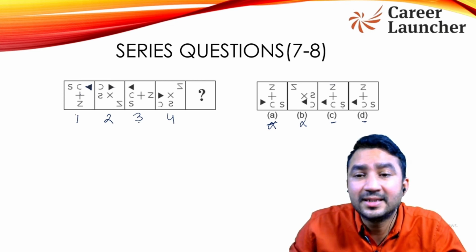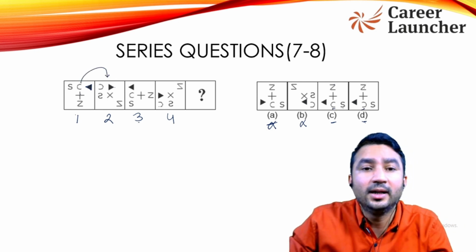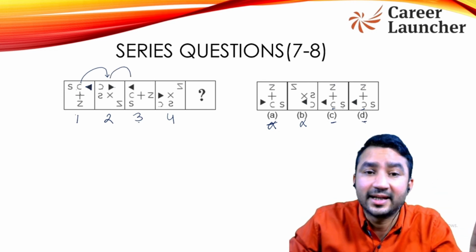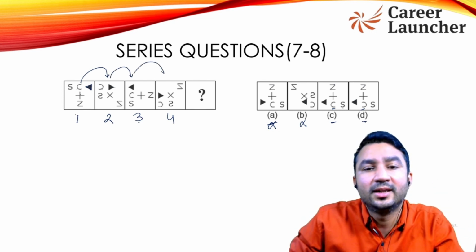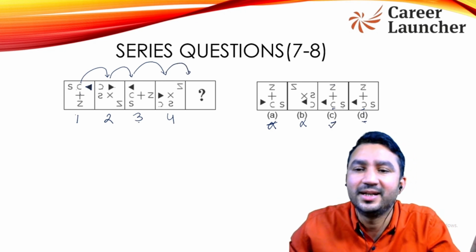So we will look at this C. From the first frame to the second frame, in the second frame it is a mirror image. Then in the third frame, it is again the C, the mirror image of it. Then again it should be the C part, which is given in option C. So option D is rejected.